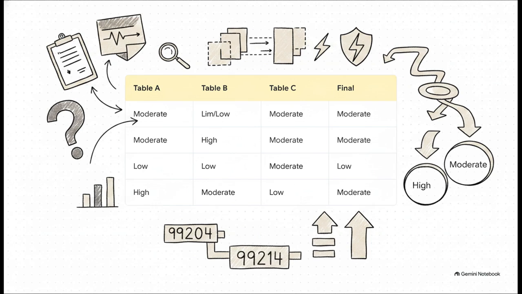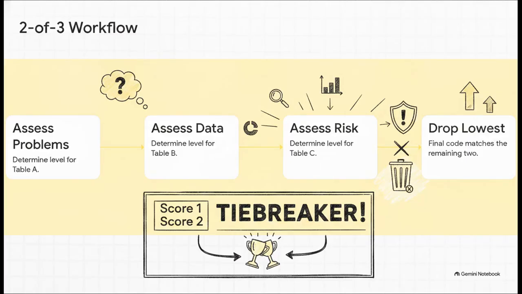But here's where it gets interesting. What if you have high problems, moderate data, and low risk? You might look at that and think, wait a second, I don't have two moderates. But here is the secret. Because a high exceeds a moderate, we can actually count that high as fulfilling the requirement for a moderate. It's like a cascade effect. So that high and that moderate count as two moderates, giving us a final level of moderate. Pretty cool, right?